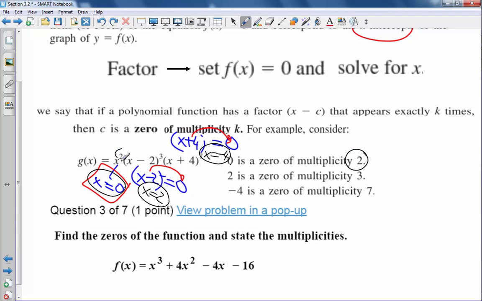Look, you have a 2 here, multiplicity 2, 3 here, 3, and 7 here. That means the factor x plus 4 shows up 7 times in that expression. Okay? 7 times. It's kind of a strength of a zero. So they will be used in graphing. I will explain how they make a great impact in graphing. Right now they don't mean anything.